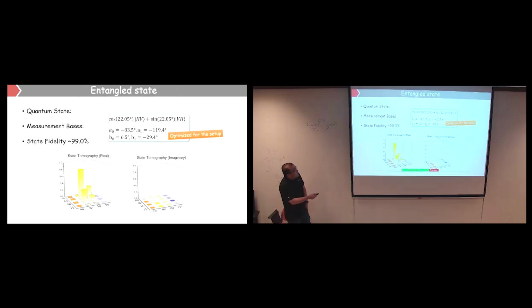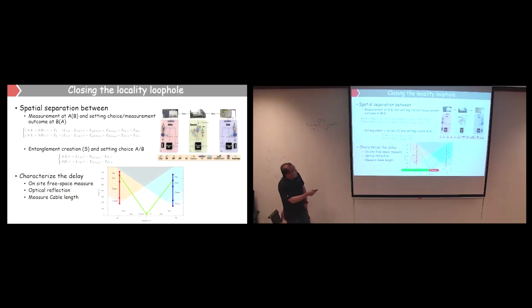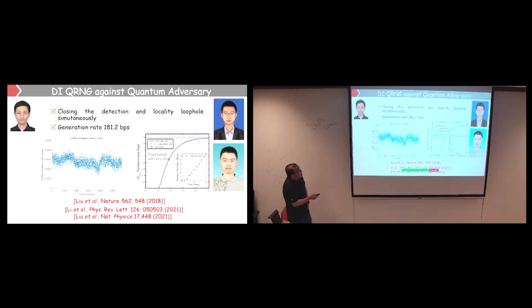The fidelity of the state can reach about 99%. And because you use very fast electronics, the two measurements are space-like separated, so they will not influence each other. In that sense, you close the locality loophole. We closed all the loopholes and generated a rate of about 180 bps in the first experiment in 2018. It's secure against a quantum adversary.